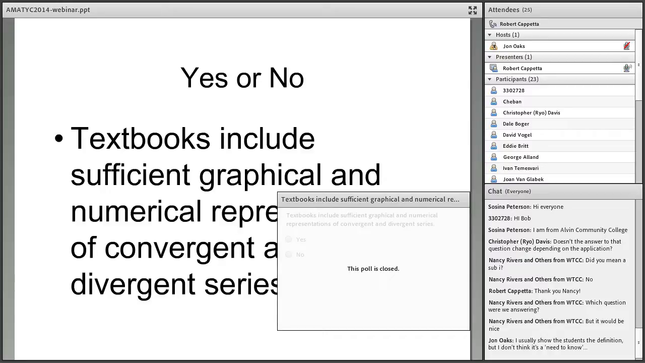And we're getting about 4 to 1 people saying no. But there were 4 people that believe the textbooks are doing a decent job with this. And I think it's fair to say some textbooks maybe are doing that. But I believe the research will support those that say in general, textbooks aren't where they need to be.